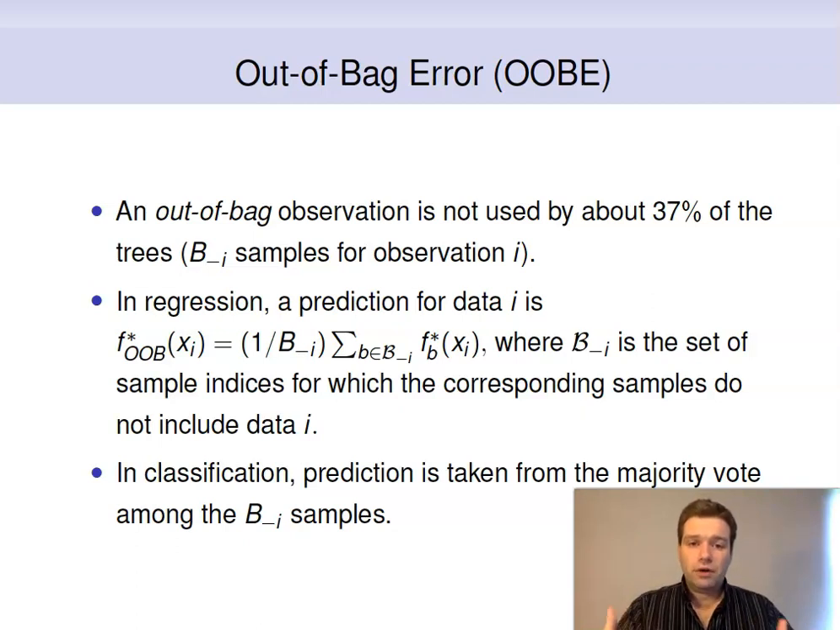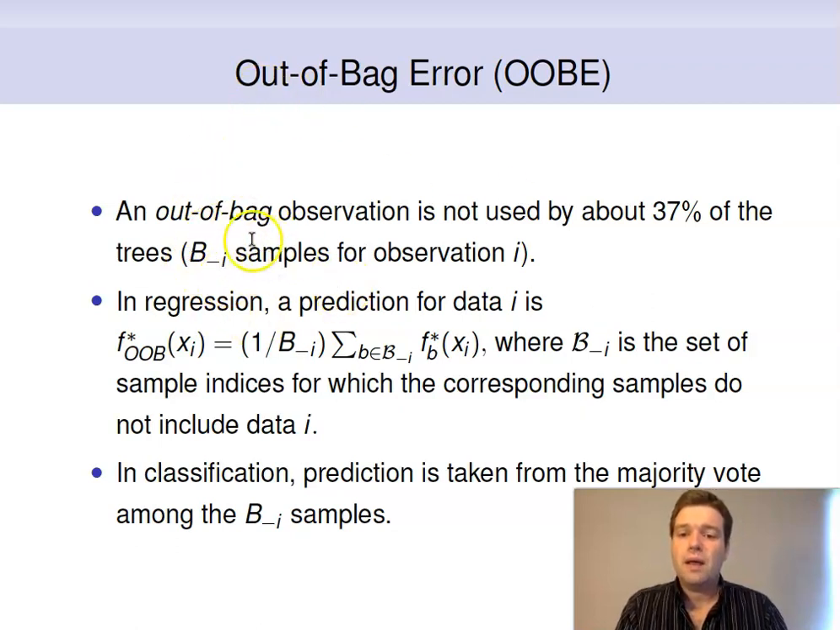Let's consider this data. Let's take one data point. One data point is not observed in about 37% of B, the number of bootstrap samples. Let's count these bootstrap samples where the data point i is not observed. For a data point i, we are going to see the number of samples where the data point i does not appear.